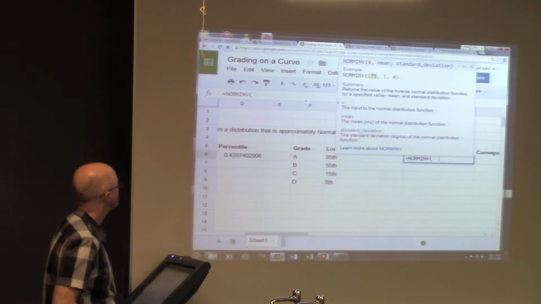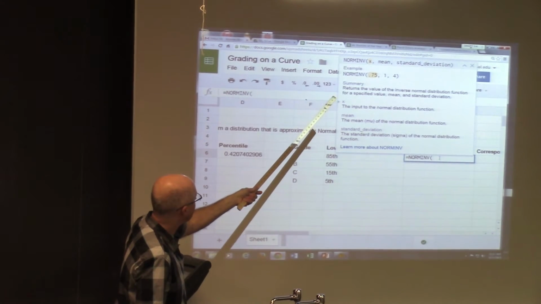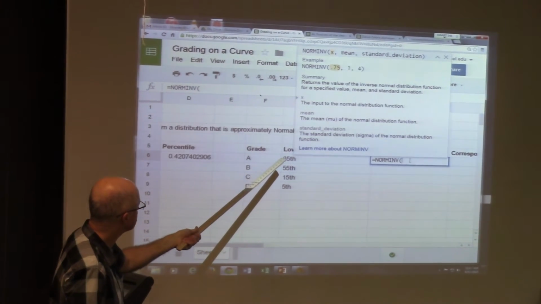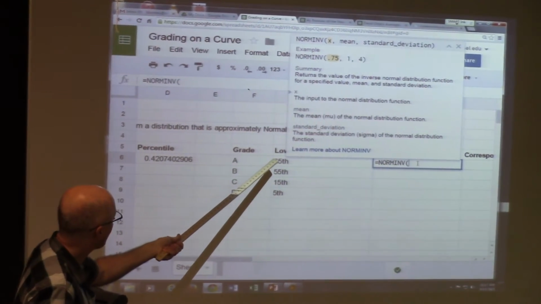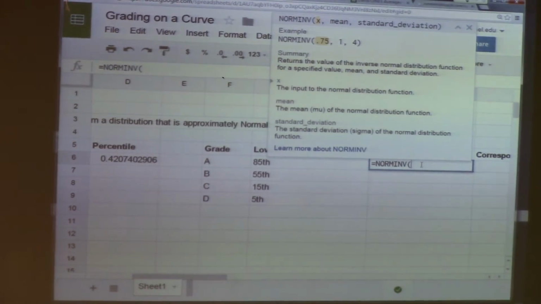There we go. The syntax for that is, again, to put the x value, although the x value in that case is not the original x value of 68, but instead the percentile value, in this case the 85th percentile, 0.85, then the mean and the standard deviation of the curve that you're after.